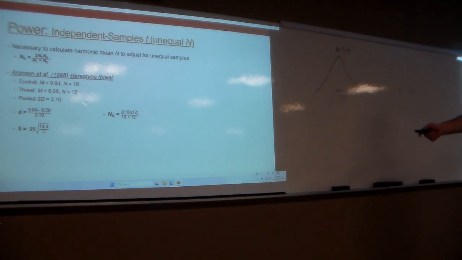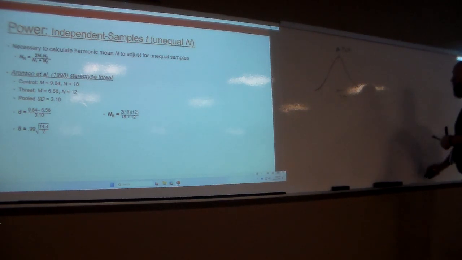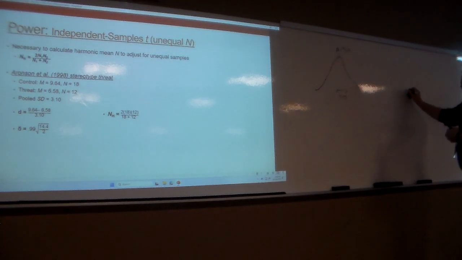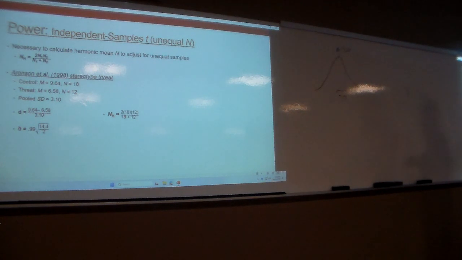And so then what I'm going to do is use the same formula as before. I'm going to take that times n over 2, but this time I'm not using one of these, or the average, I'm using the harmonic n here, which I pulled out and determined to be 14.4. So this is 2 times 18 times 12 over 18 plus 12. Drop that in. What do I get for my non-centrality parameter here? 2.66. Okay.